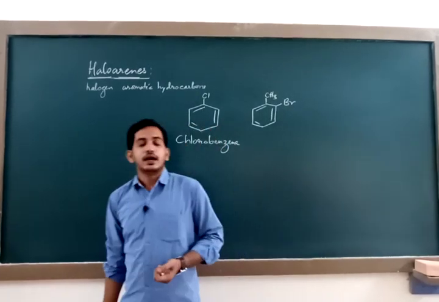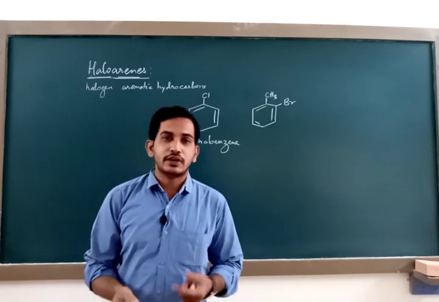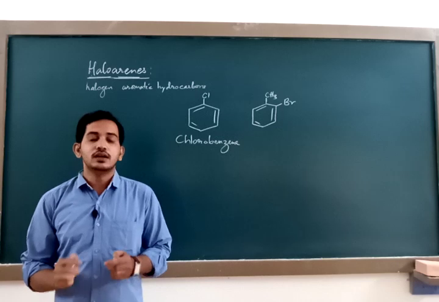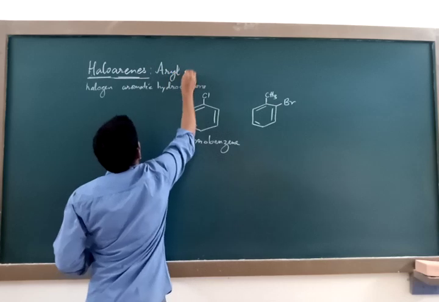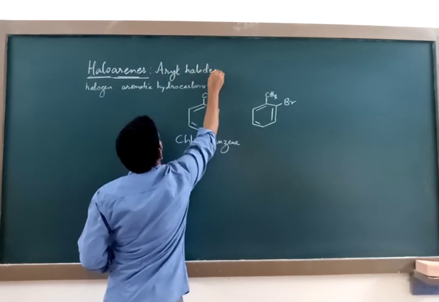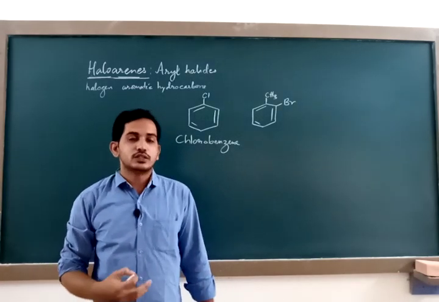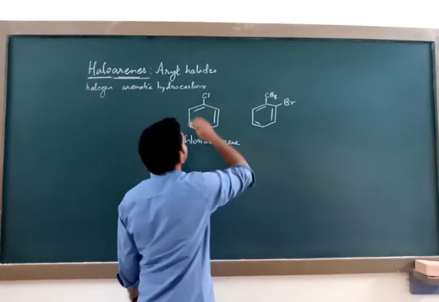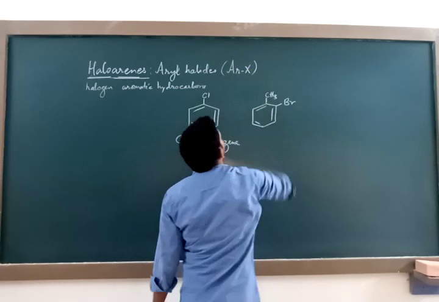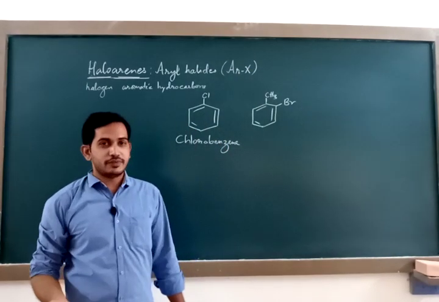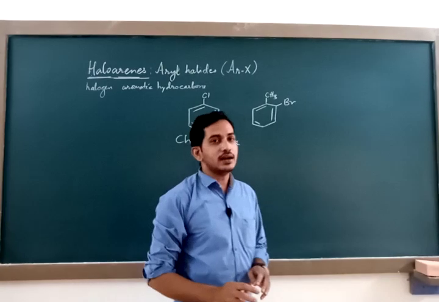So what are haloarenes? Haloarenes are the organic compounds in which one or more hydrogen atoms of aromatic hydrocarbons are replaced by halogen atoms. Haloarenes are otherwise called aryl halides. This is the same as haloalkanes. Haloalkanes are otherwise called alkyl halides. Haloarenes are otherwise called aryl halides. Haloalkanes had the general formula RX. Aryl halides are generally represented as ArX. In most of the books you will not find this formula ArX. It is for our convenience that we represent haloarenes as ArX.